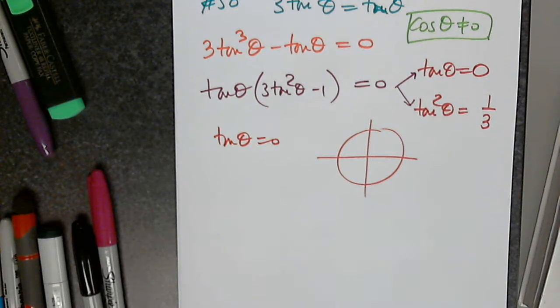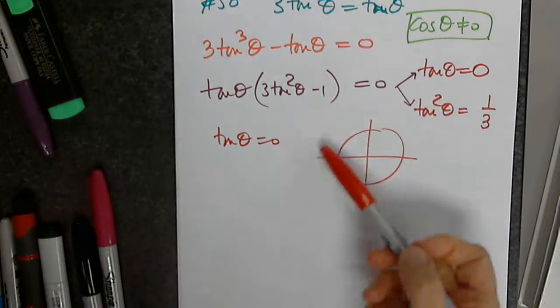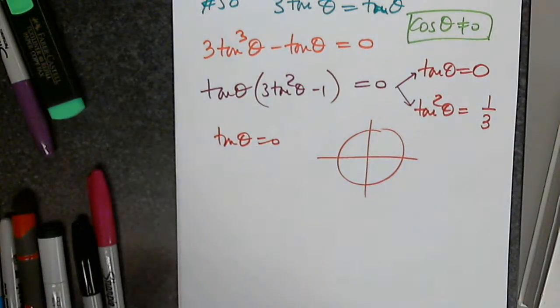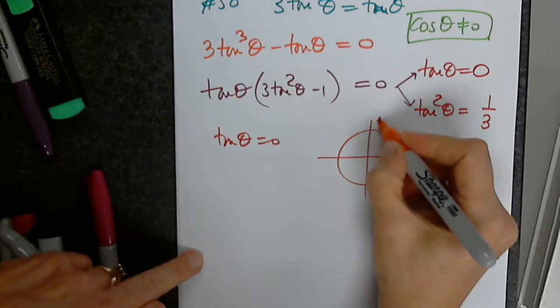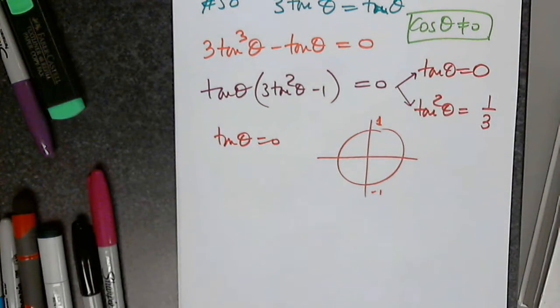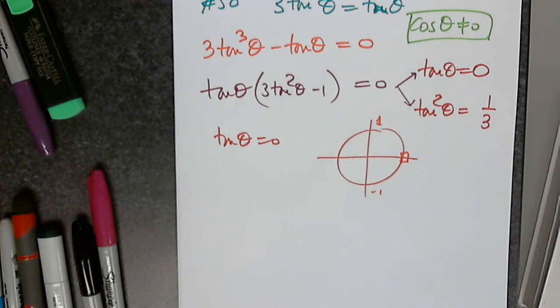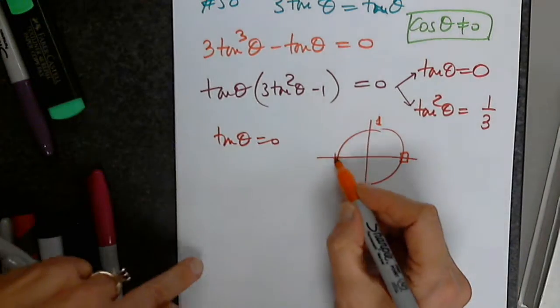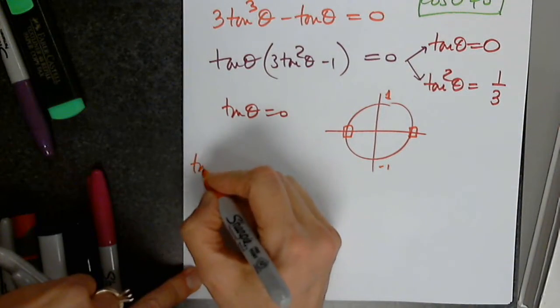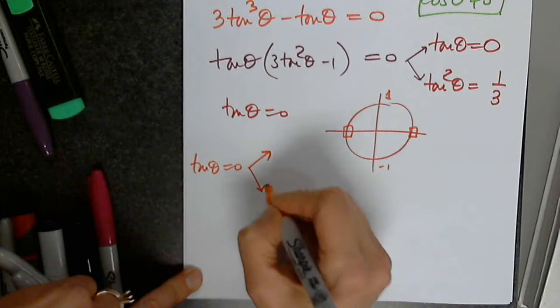sine is 0. Perfect. Tangent is 0 when sine is 0. Okay, where is sine 0 on this unit circle? That's 1 and that's -1. Because that's measured on the y-axis. So I'm not talking about 1 and -1. I'm talking about when sine is 0. Yes, and where else? Exactly. That's where sine is 0. Therefore, tangent theta equals 0 has 2 options.